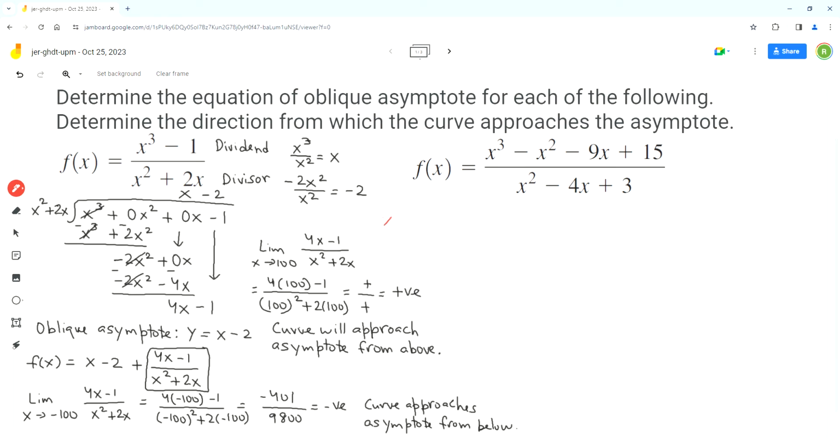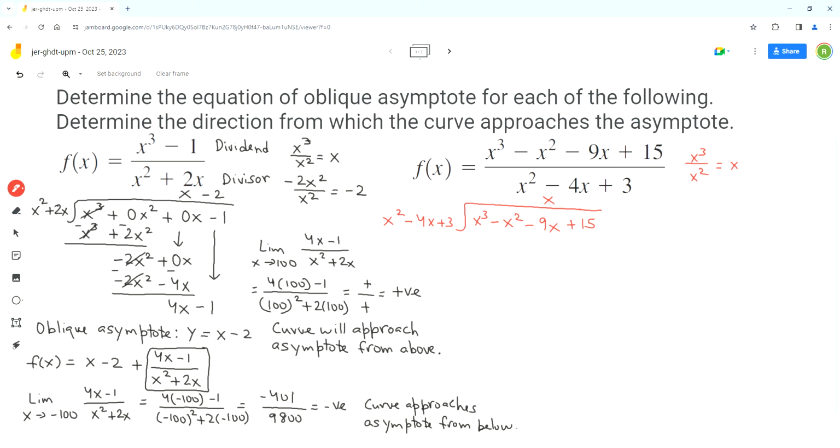So the numerator expression is the dividend and the denominator is the divisor. So we'll start with x squared minus 4x plus 3. So that's the divisor. And then x cubed minus x squared minus 9x plus 15. So first we have to get rid of the x cubed. So we'll divide x cubed by the first term in the divisor, which is x squared. So x cubed over x squared equals x. So that's the first term in the quotient.